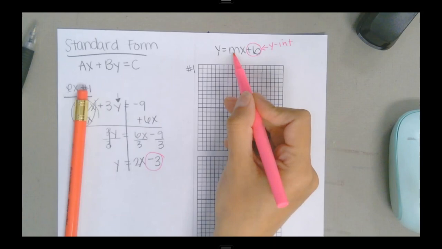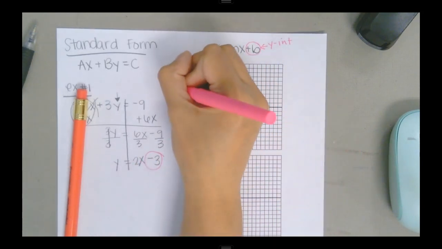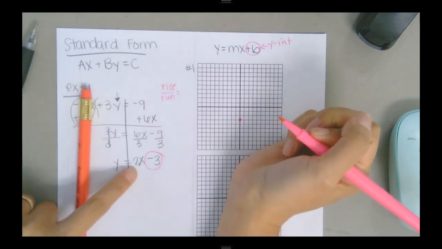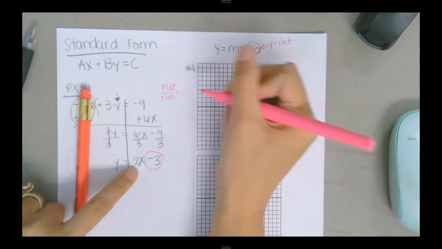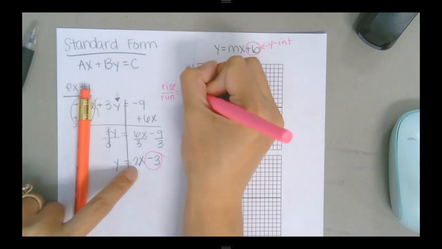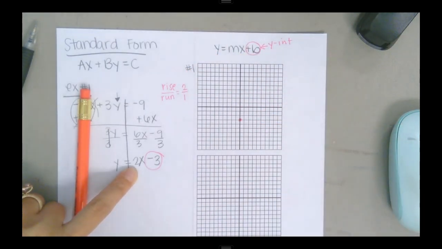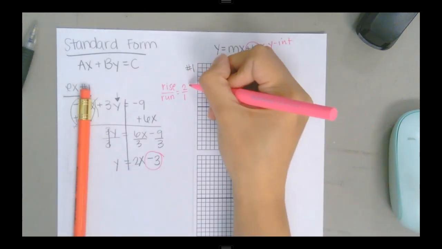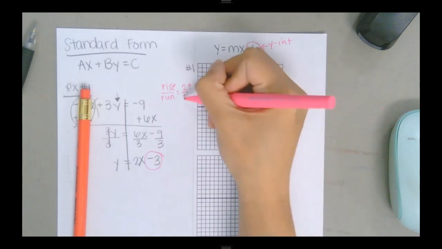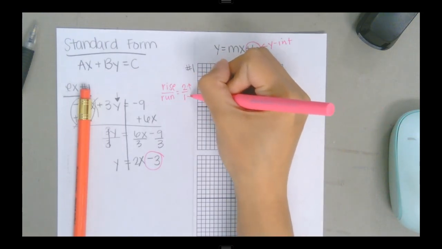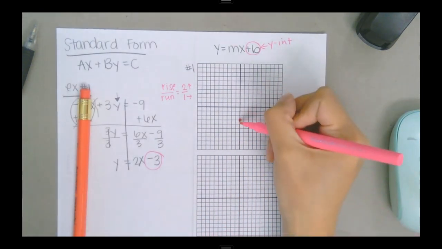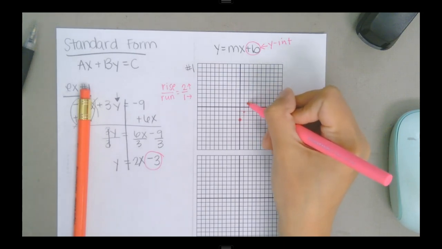Then for my slope, for my m, I need to remember that slope is rise over run. And right now it is just a whole number 2, but we know that to make a whole number a fraction, we put a 1 under it. So this is going to be 2 over 1. Now the 2 is positive, so that's going to tell me that I'm going to go up 2. And the 1 is also positive, which tells me I'm going to the right 1. So from this coordinate, from that dot, I'm going to go up 2 to the right 1.